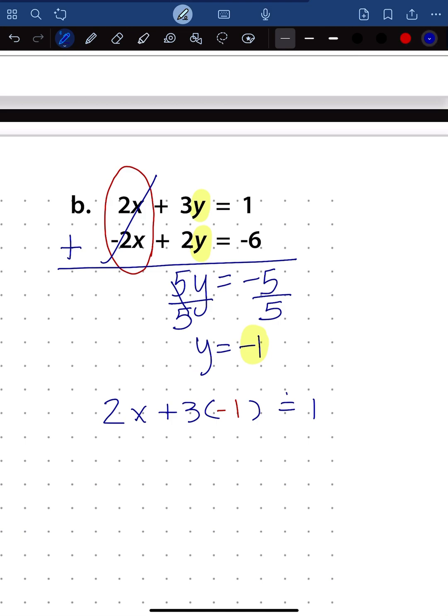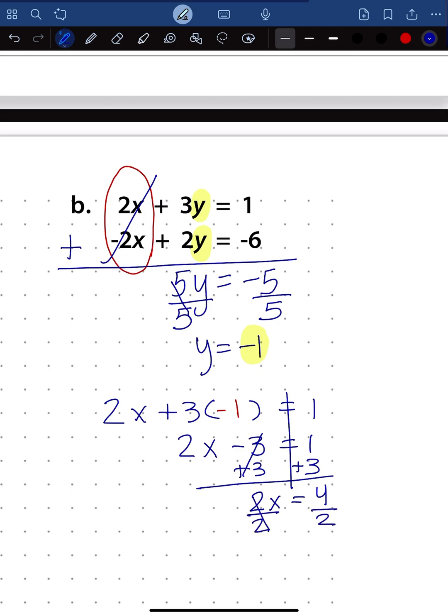From here, you should notice that your equation only has the x variable and you're going to solve for x. So we have 2x minus 3 is equal to 1. Add 3 to both sides. So we have 2x is equal to 4. And lastly, to solve for x, we divide both sides by the coefficient 2. Therefore, x is equal to 2. So the solution to this equation as an ordered pair, the x-coordinate is 2 and the y-coordinate is -1.